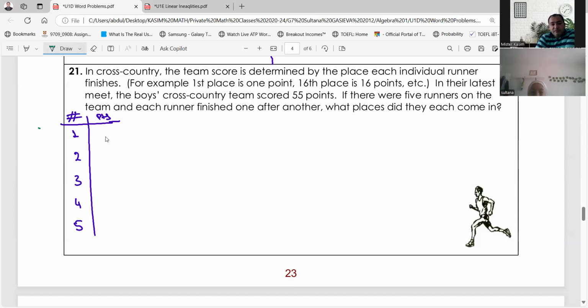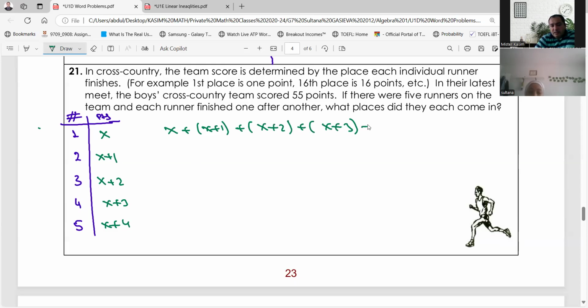Yeah, the first guy, let's say, got x, right? The second guy would be x plus 1, the third guy x plus 2, and x plus 3, x plus 4. So the first is x. The next one is x plus 1. The next one is x plus 2. The next one is x plus 3. And the last one is x plus 4, right? Did you do it like this?